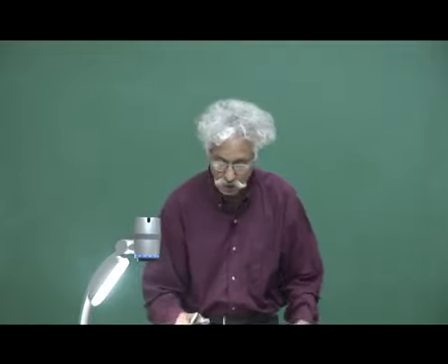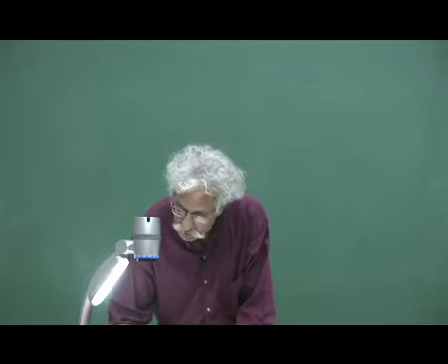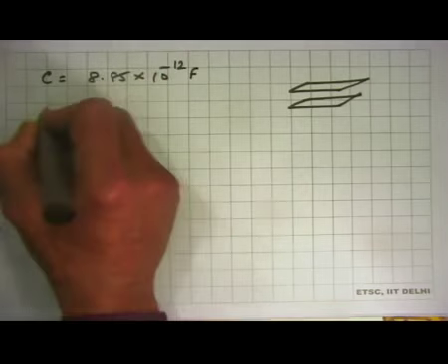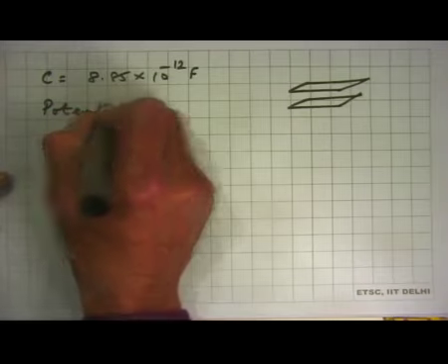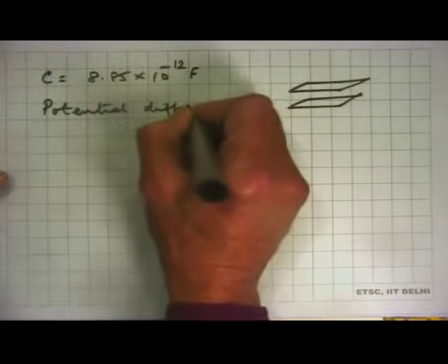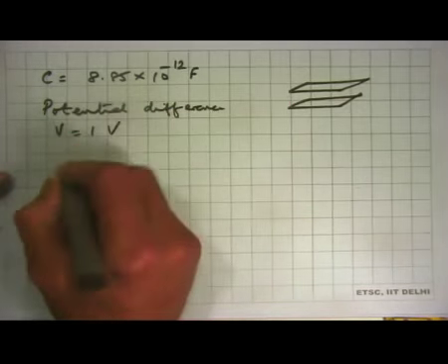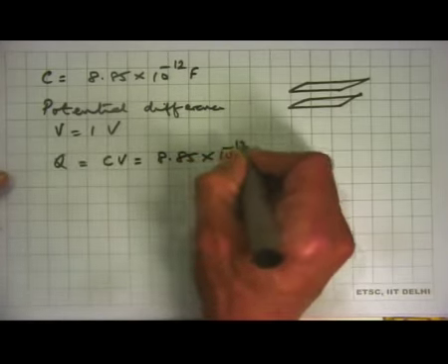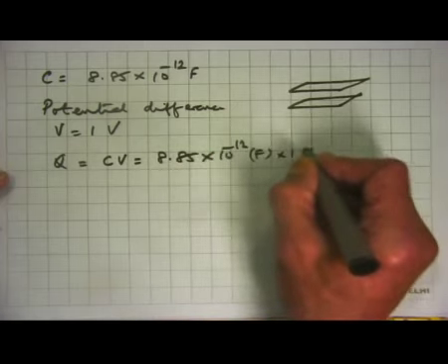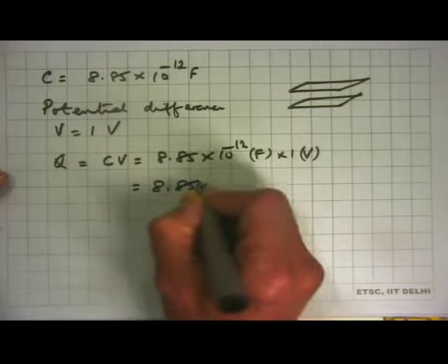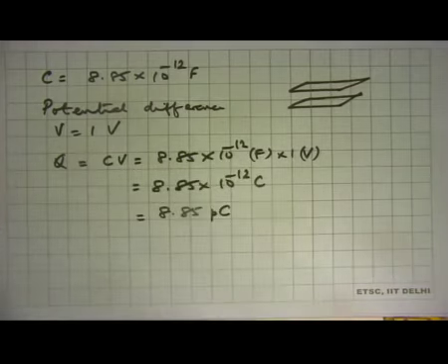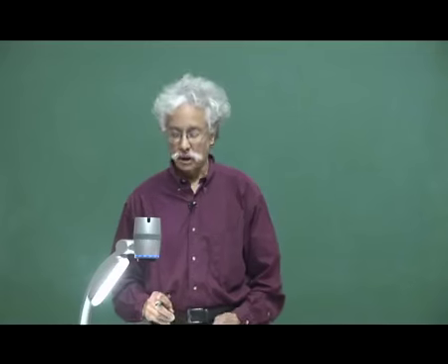So, suppose I take the same parallel plate capacitor, the capacitance is 8.85 times 10 to the minus 12 farads, and if I apply a potential difference V is equal to 1 volt, then the corresponding charge will be C times V, which is equal to 8.85 into 10 to the minus 12 farads into 1 volt, which is equal to 8.85 times 10 to the minus 12 coulombs, which is equal to 8.85 picocoulombs. So, that is the charge carried by the conductors.